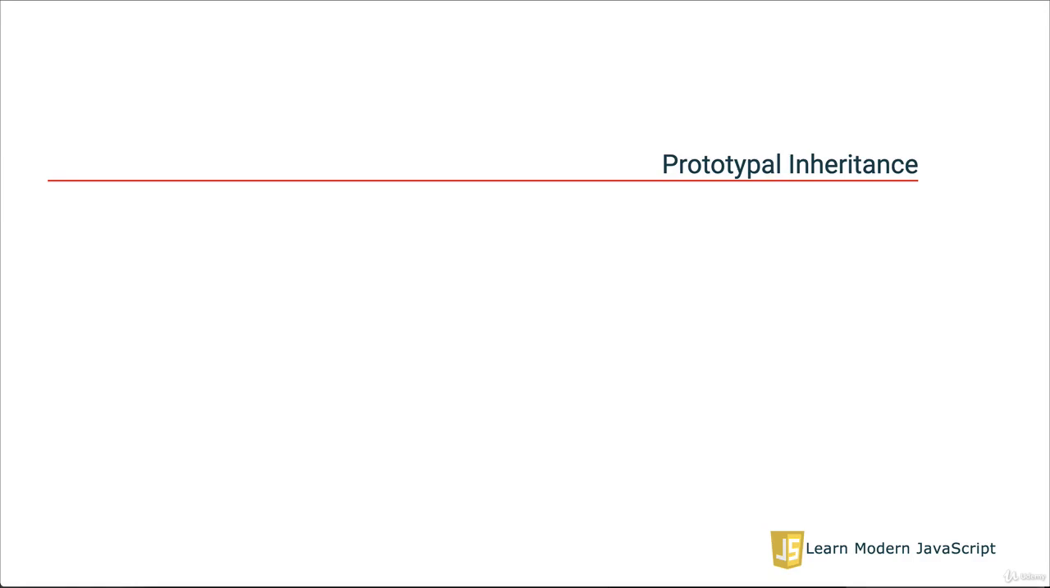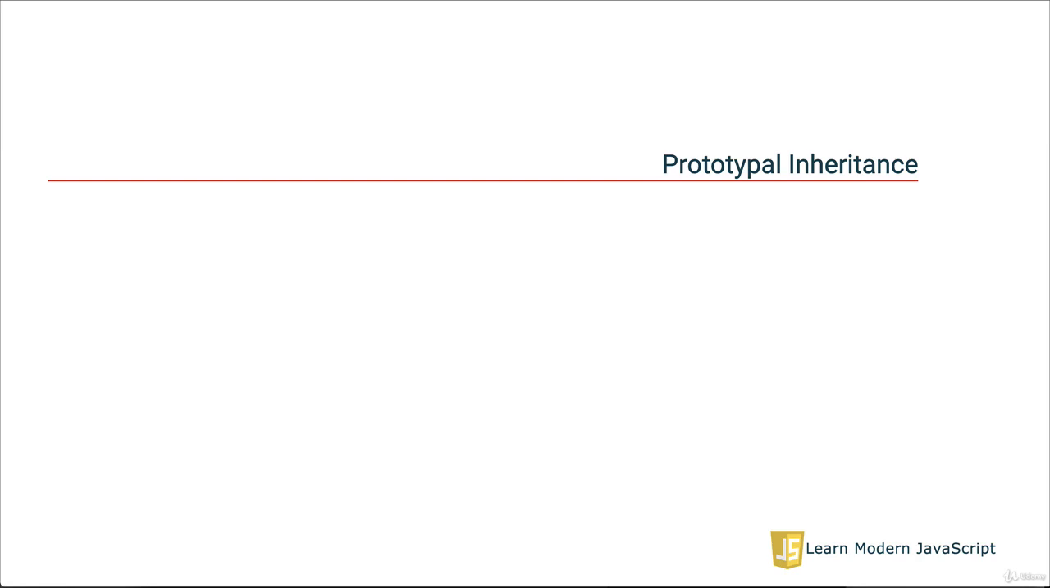The fourth important feature of JavaScript that we're going to deal with is prototypal inheritance. I'm going to divide this into 2 topics. We'll first talk about what the prototype is, and then we will look at how you can set the prototype. So first, let's deal with what the prototype is.